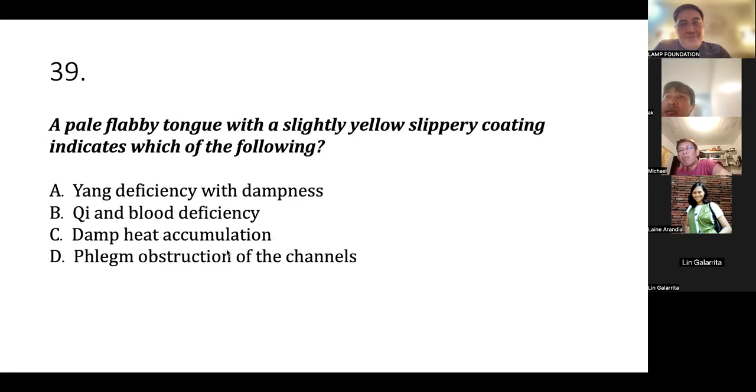39. A pale flabby tongue with a slightly yellow slippery coating indicates which of the following? Yang deficiency with dampness, Doc. With slippery, tapos flabby tongue, pale. Okay. So yang deficiency and dampness. So no question about this, expert na.